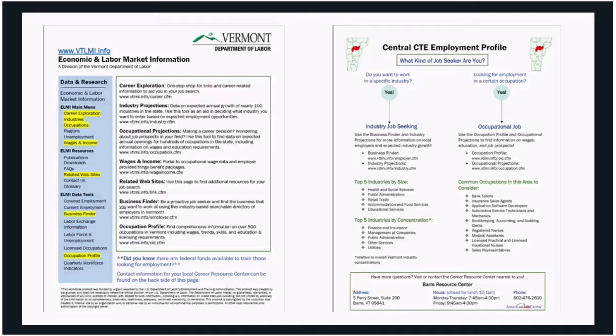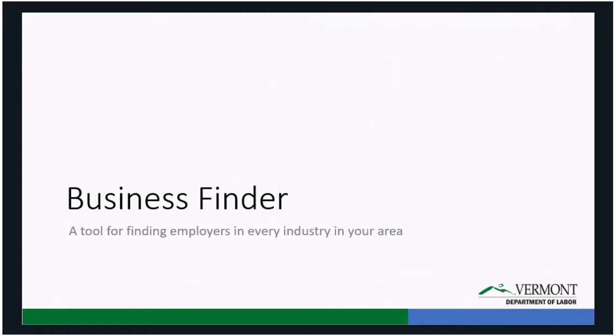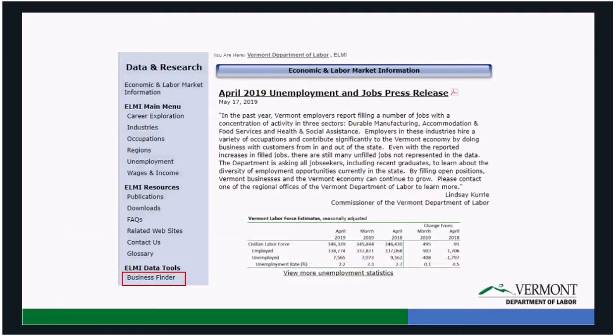And what we'll do now is look at two different ways to job search, one using the industry tool and one using an occupation tool. For the industry tool, we will use something called the Business Finder. This is a tool you can find on our website. It's a tool for finding employers in every industry in your area. So if you know what type of industry you want to work in, you can use the Business Finder.